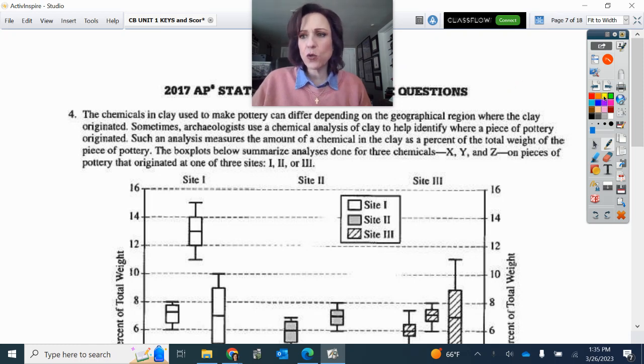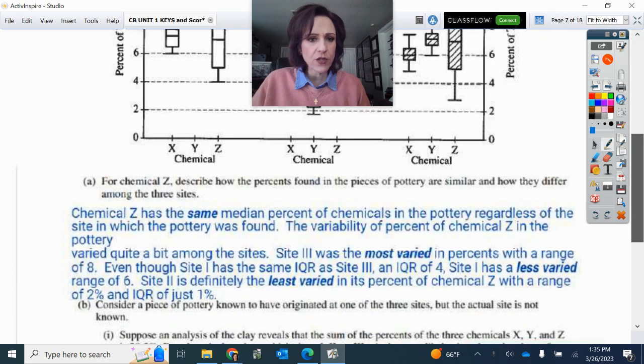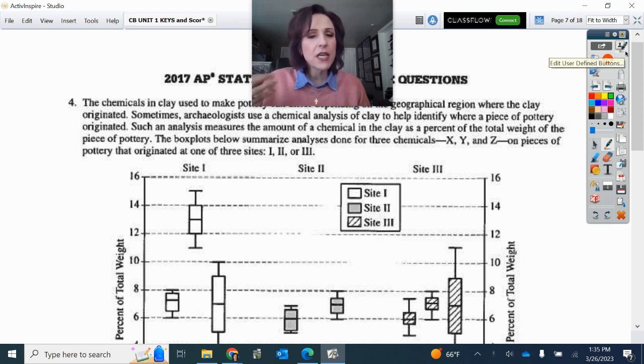All right, here's year 2017, problem number 4. It has comparing box plots. It just asked you to compare. It didn't ask you to actually describe the distribution or compare the distributions. Comparing the distributions would have compared shape, outlier, center, spread, and compared the box plots.